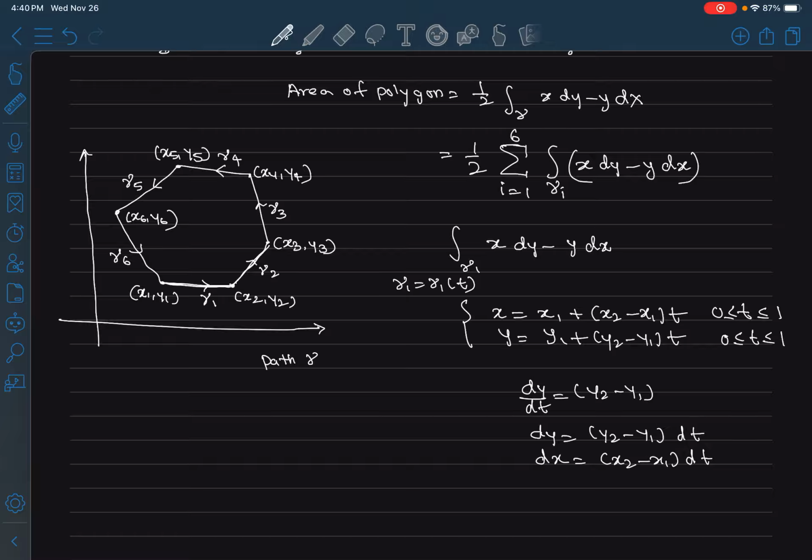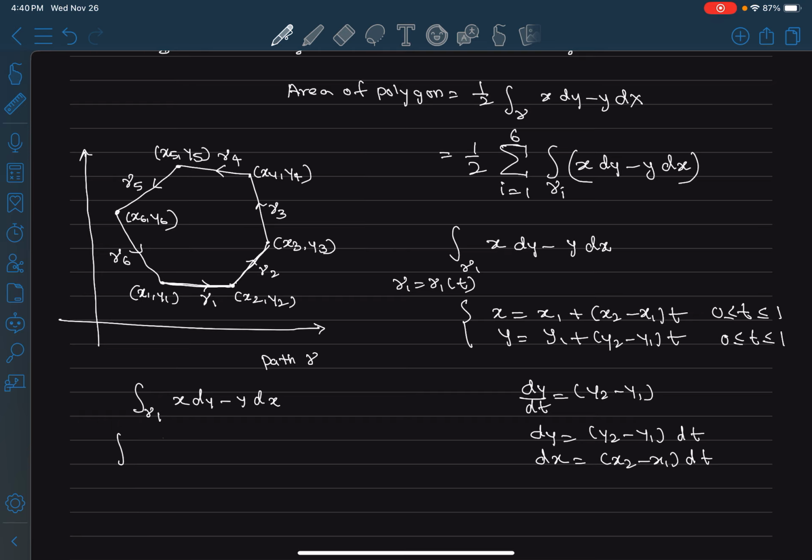This is solely because these are straight lines, so the slope will just be the normal slope, I mean the slope of the line formula. Okay, so let's do the integral now. We want to do the integral over gamma 1 of x dy minus y dx.